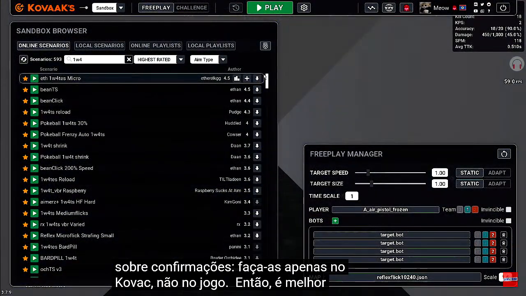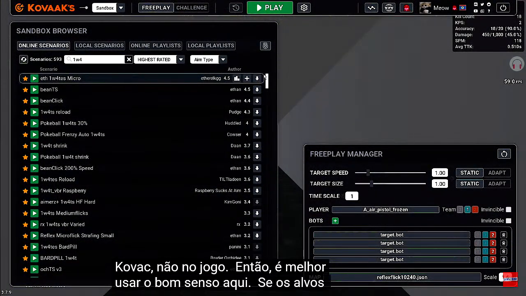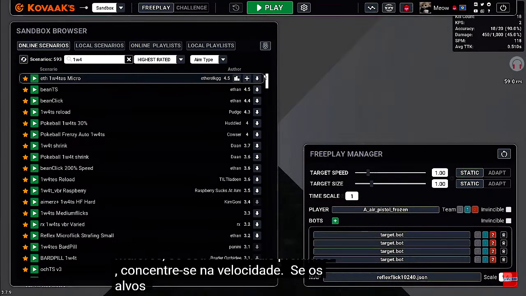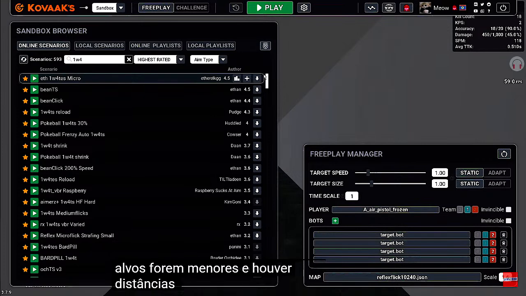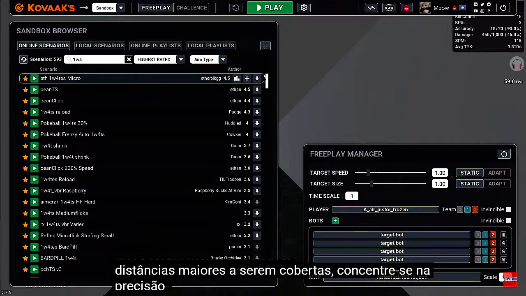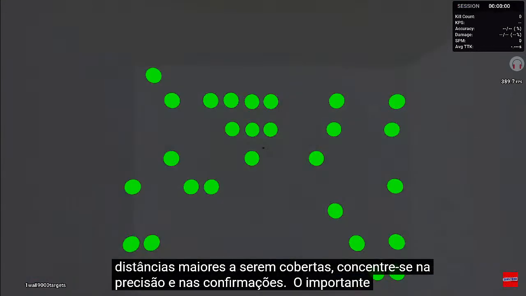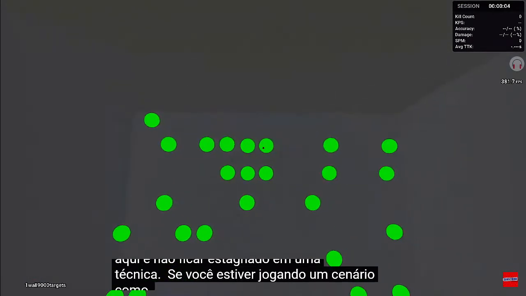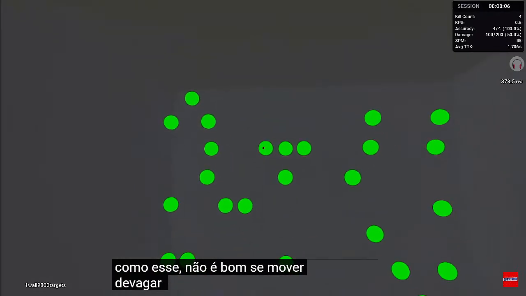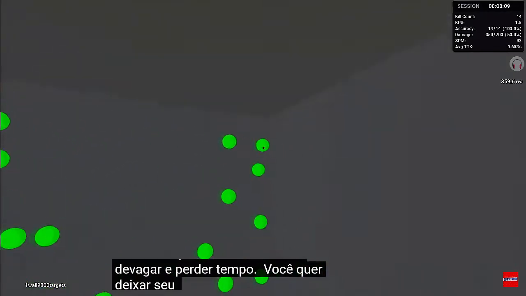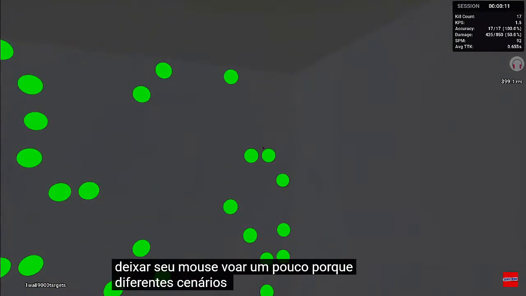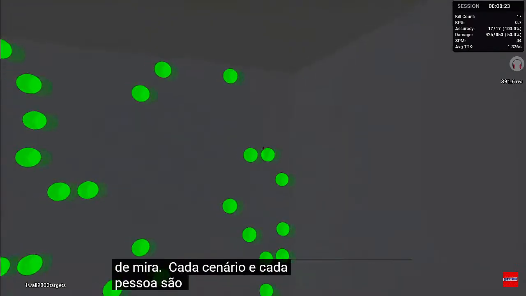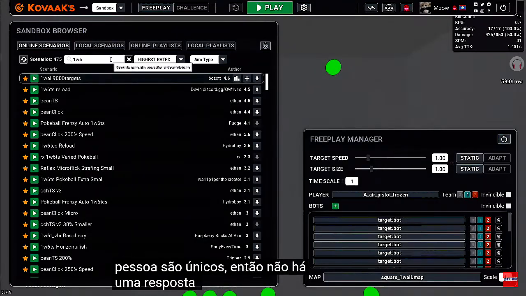So it's best here to use common sense. If the targets are larger, if the targets are closer together, then focus on speed. If the targets are smaller, there's wider distances to cover, then focus on accuracy and confirmations. Important here is to not be stagnant with one technique. If you're playing a scenario like this, you don't want to be moving slowly and taking your time. You want to let your mouse fly a little bit because different scenarios work different types of your aim. Every scenario and every person is unique, so there's not really one general answer.